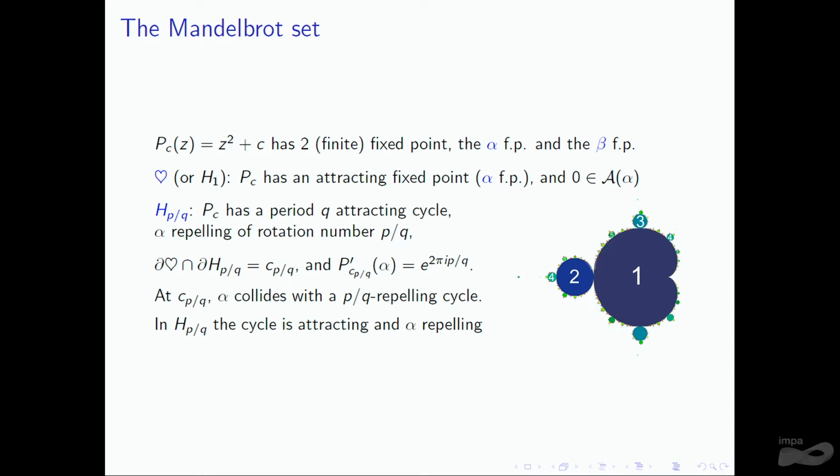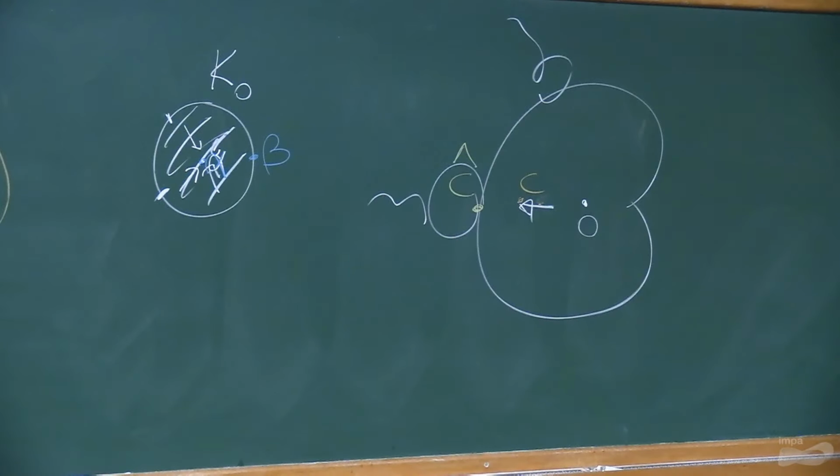at this point, the point in which these two components touch, the period 2 orbit merges with the alpha fixed point, and they become a parabolic fixed point. We'll see here, C hatching, and this is the filled Julia set of K of C hatching. Here we have the period 2 orbit that collapsed with the alpha fixed point and became a parabolic fixed point.